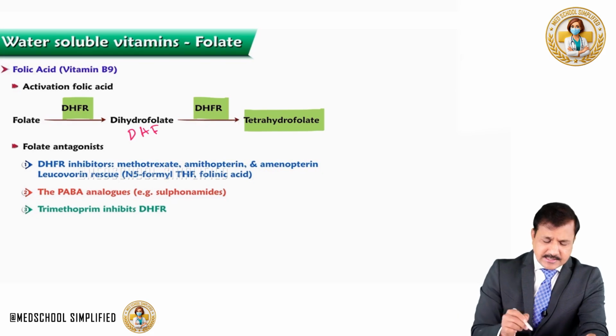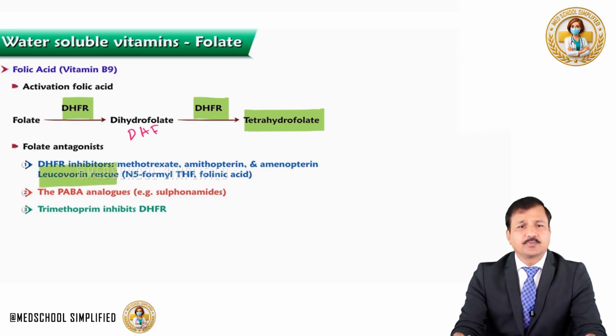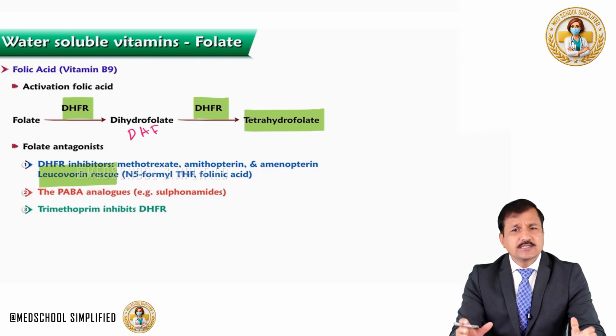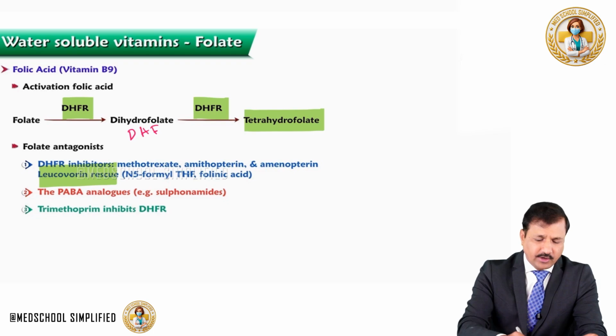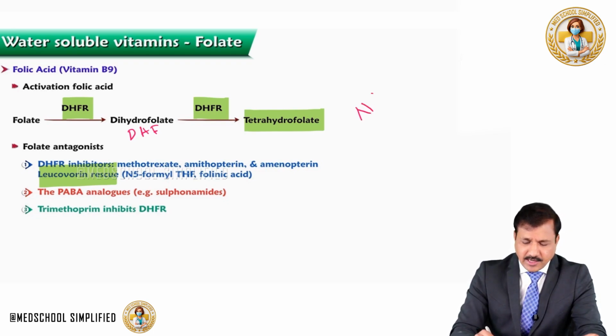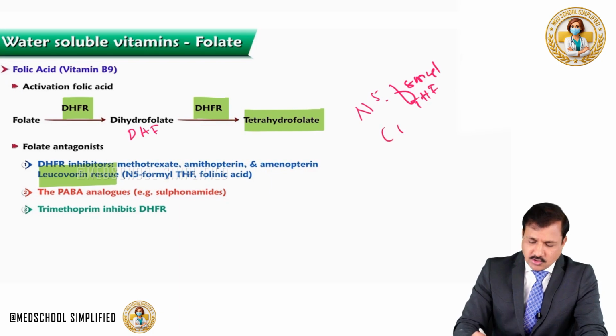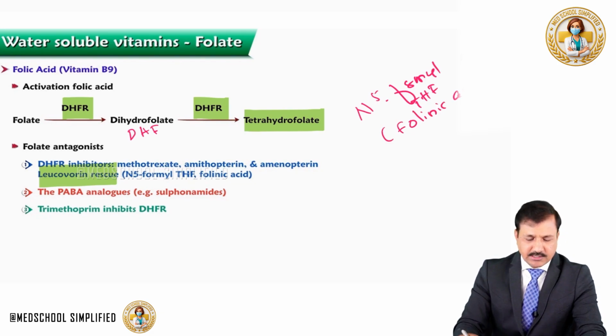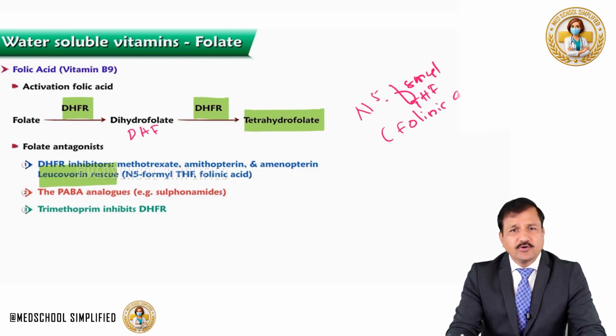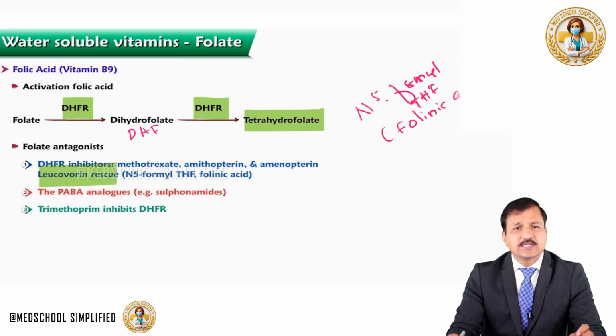Now, there is something called leucovorin rescue. And what is this leucovorin rescue? There is a leucovorin agent called N5-formyl tetrahydrofolate. Let me write it down. N5-formyl THF, tetrahydrofolate. And this N5-formyl tetrahydrofolate is also called folinic acid. And what is the mechanism here? What is leucovorin rescue? Leucovorin, N5-formyl tetrahydrofolate, is used as an antidote for cells that have decreased levels of folic acid during methotrexate treatment.